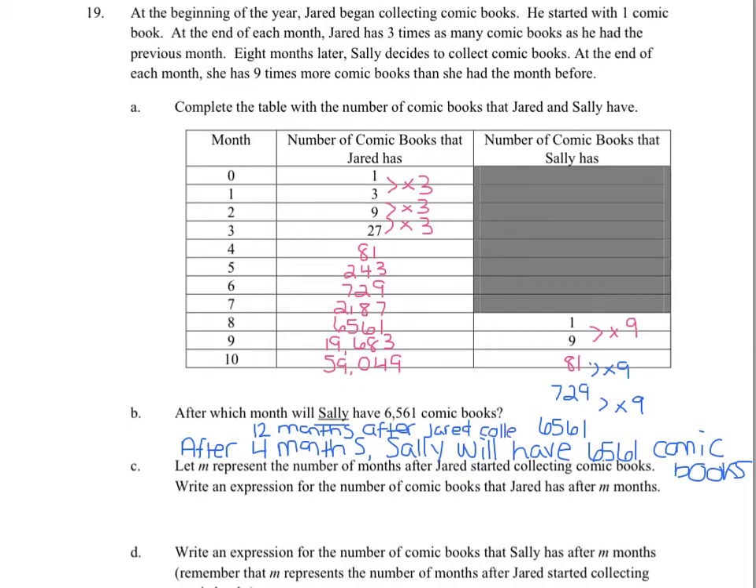I'm going to run out of space, so I'm just going to write collected. Sally will have 6,561 comic books. So grammatically, this isn't the best, but you understand what I'm saying. So 4 months for Sally to collect that many comic books, or 12 months after Jared started collecting. But I don't really know why you would actually write this. I think this is a much better answer. And to show your work, you can just continue on the table.